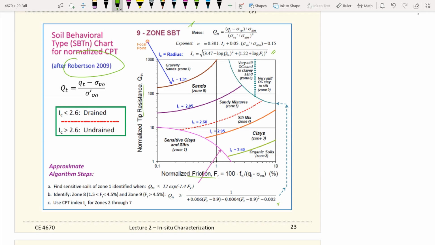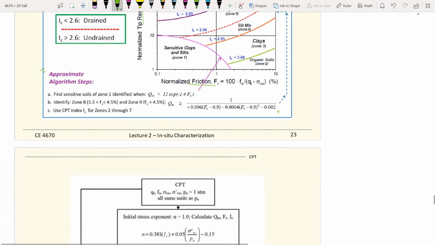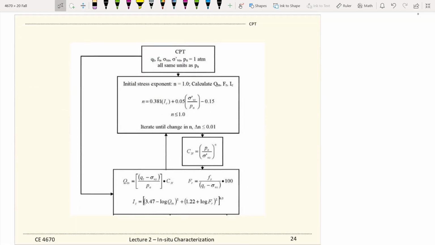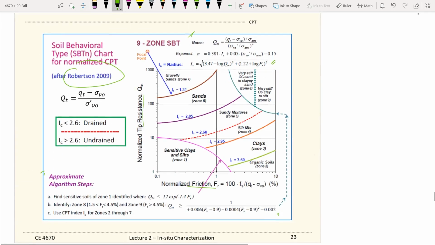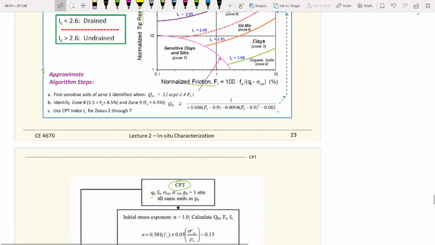After you have done all these conversions, then based on the combination of Q sub t and also F sub r, you can classify the soil, whether it's sand or clay, and so forth. And we will do a class example together. Also this flow chart over here shows you the procedure, how to change the raw CPT data, the tip resistance and also the side friction, into the normalized parameters that you need, and also the CPT index that you need at the end of the day to do the soil classifications there.